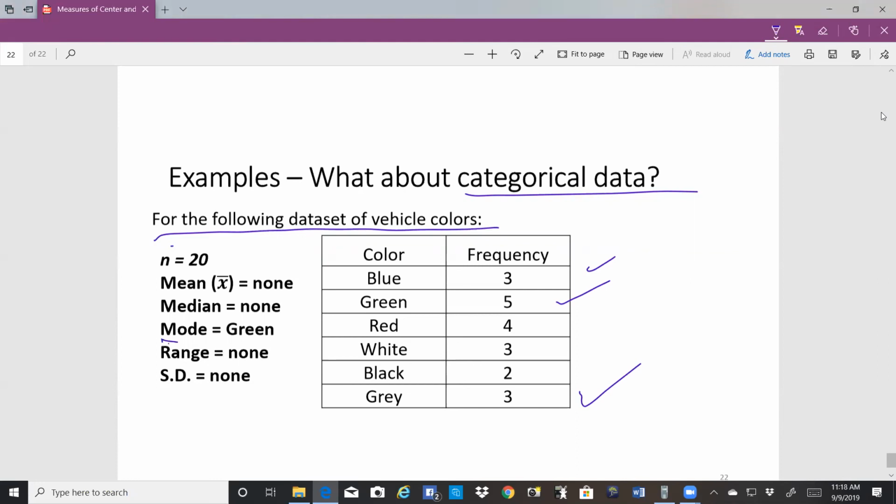However, there is a mode because it turns out there are 5 green ones and there's no other color that's used that's higher than that. And the standard deviation is none and the range is none. So it's a little bit easier to do these calculations for categorical data. Anyway, that is a section on measure of center and variation.